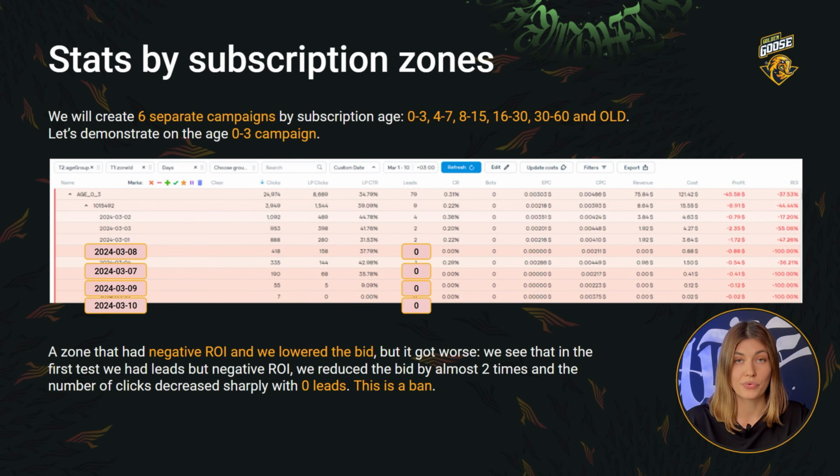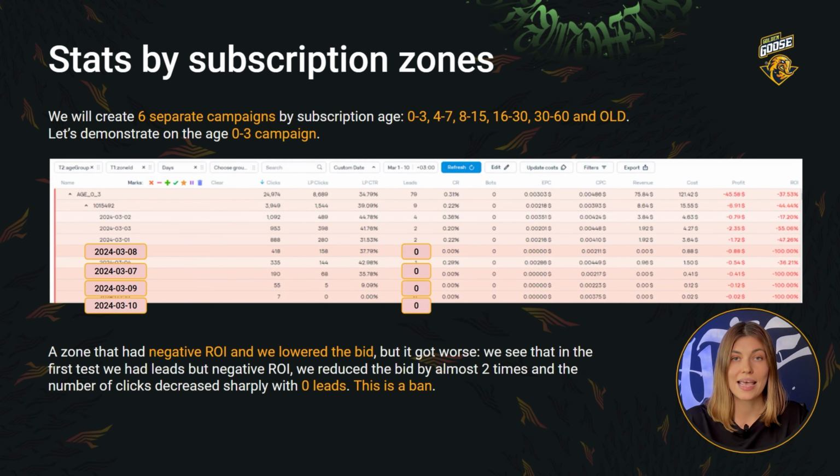For test number 3, we will create not 3 but 6 separate campaigns by subscription age: 0 to 3, 4 to 7, 8 to 15, 16 to 30, 30 to 60 and old. Let's demonstrate on the age 0 to 3 campaign. We make the following breakdown: age, zone, days, to understand how the number of clicks in each zone changed at a certain subscription age, depending on the bid by day. Let's choose 3 examples to analyze all sources.